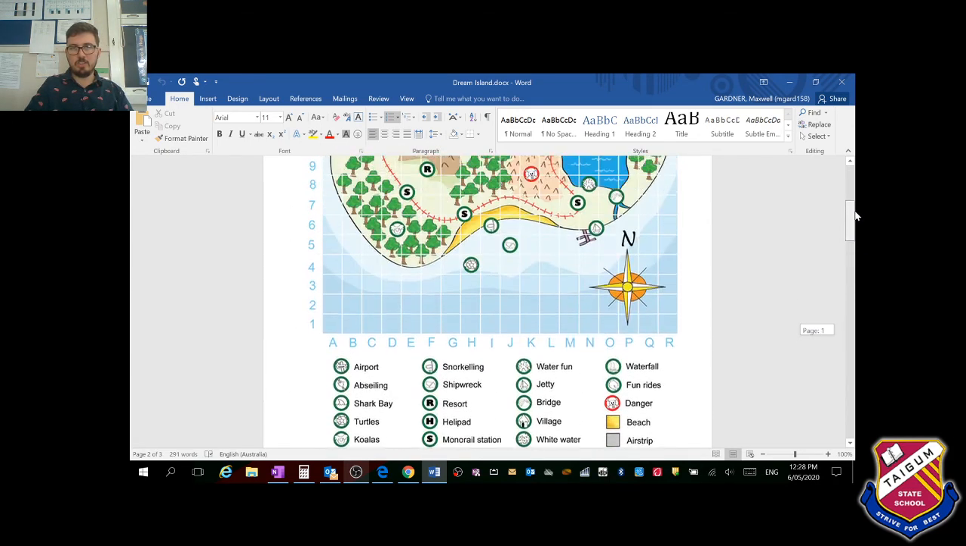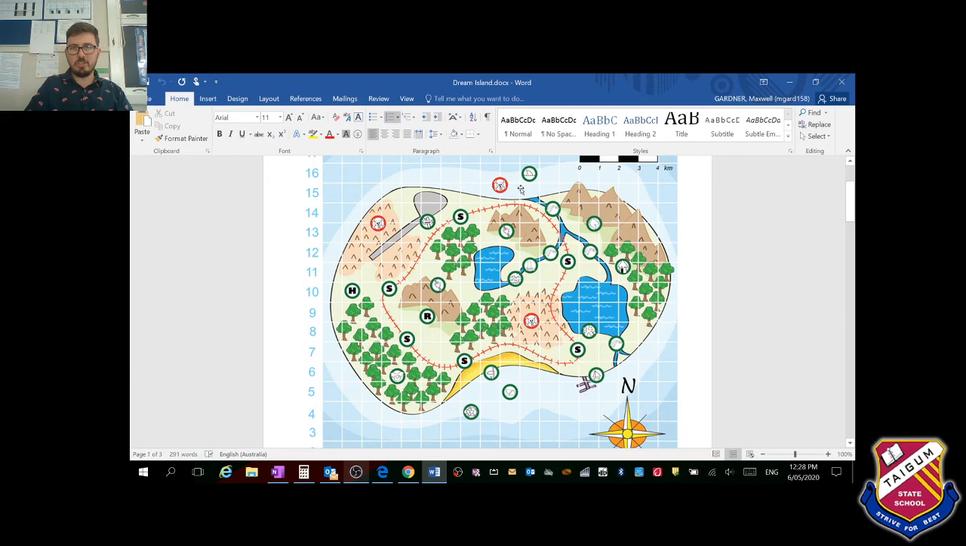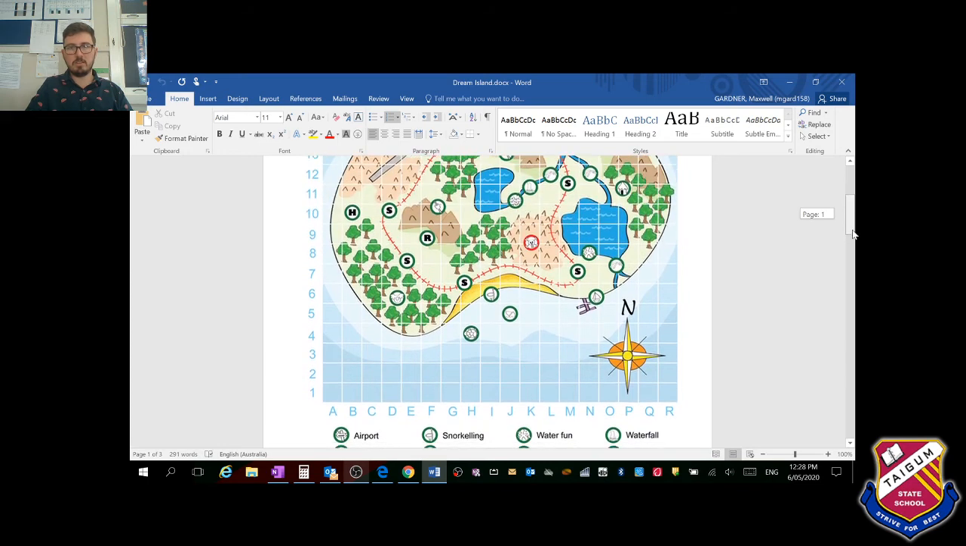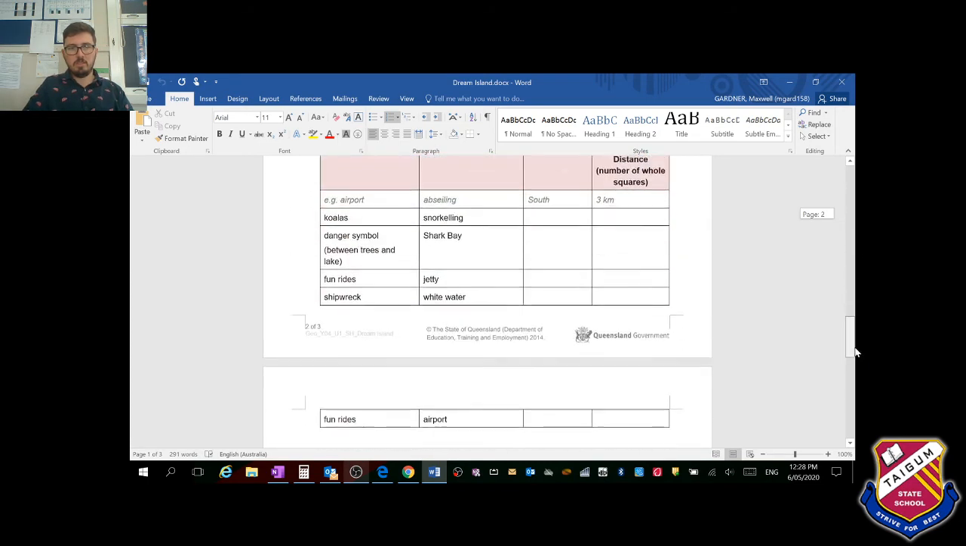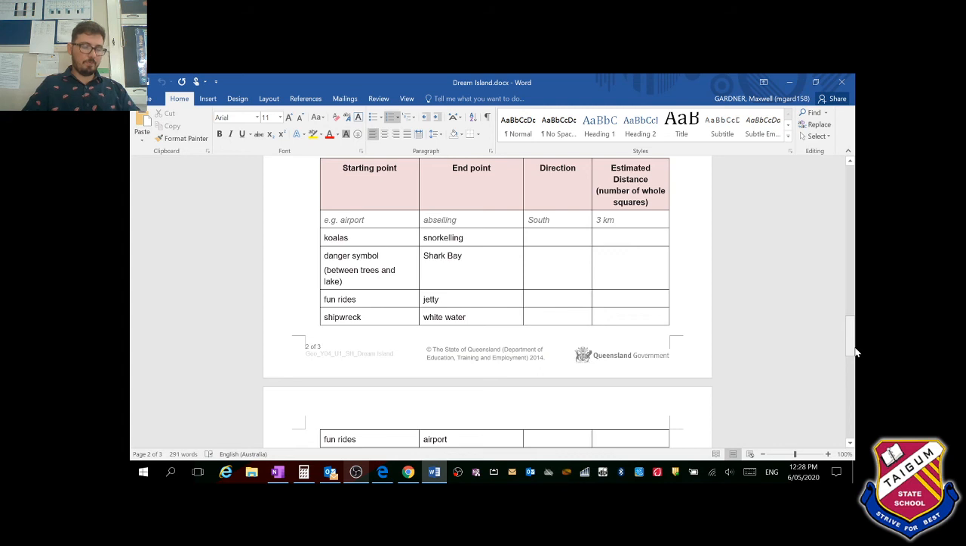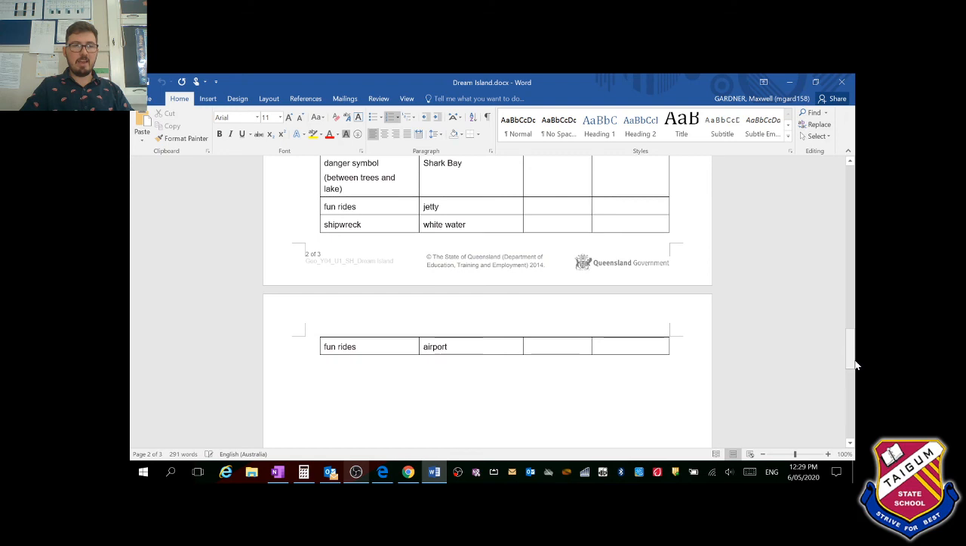Now, I chose the top danger symbol. You might have chosen another danger symbol. That's completely fine. Next one, fun rides to the jetty was south 8 kilometres. Next one, shipwreck to Whitewater was north 5 kilometres, and the fun rides to the airport was west 9 kilometres.